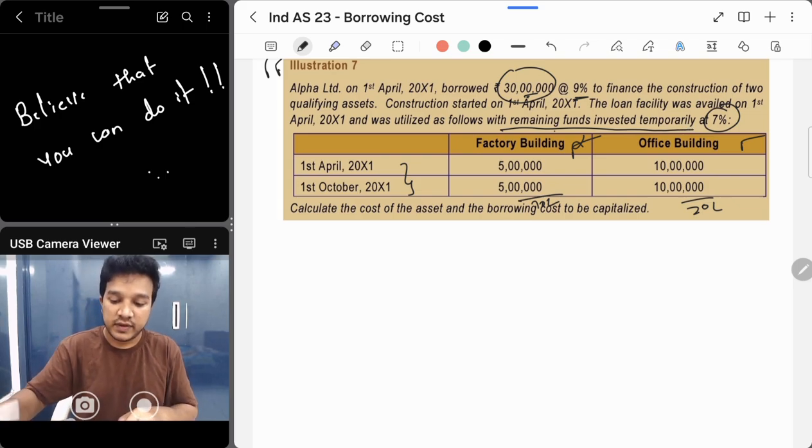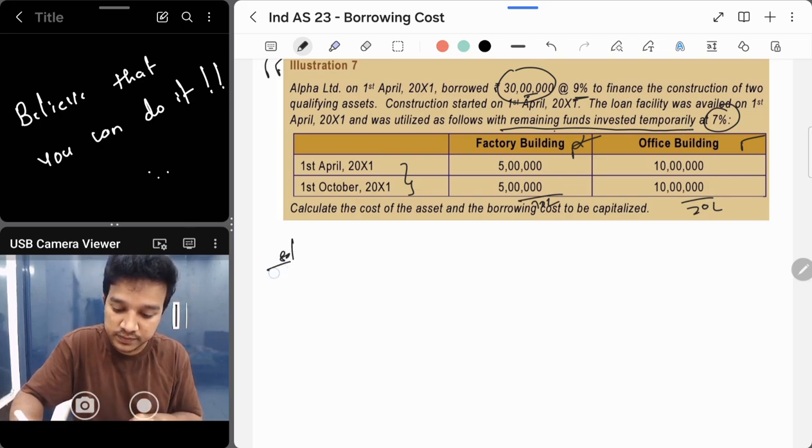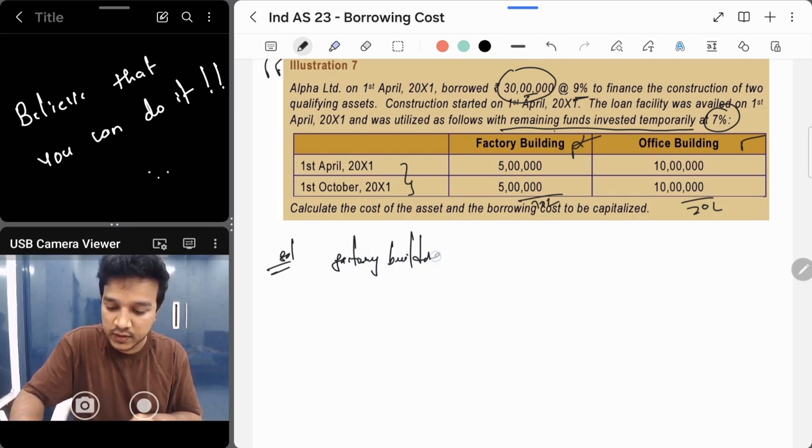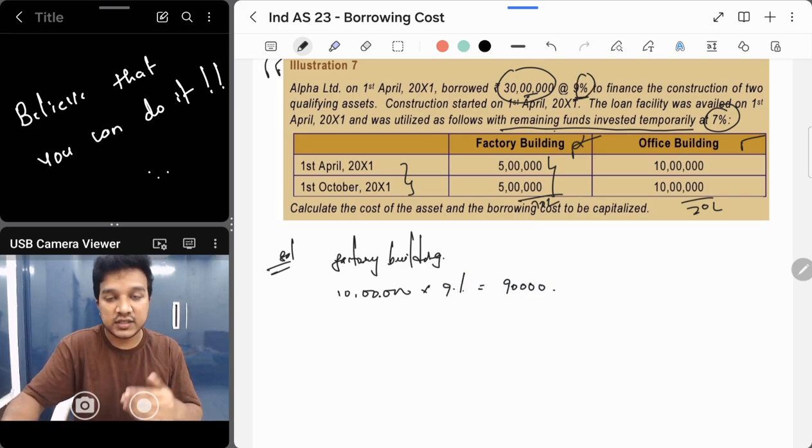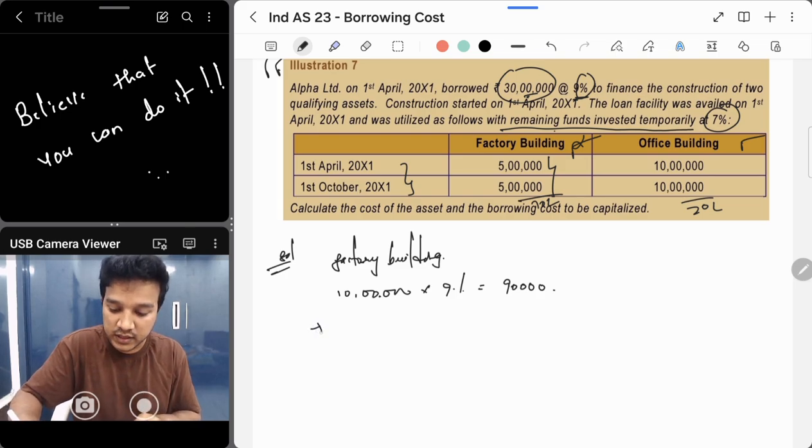ठीक है, now we will calculate. सो इसका सोल्यूशन, if you see first factory building का करेंगे. फैक्ट्री बिल्डिंग का देखें तो ना, it is 10 lakhs. 10 lakhs into 9% which comes to 90,000. ठीक है, that is for the entire year. Now less investment income.